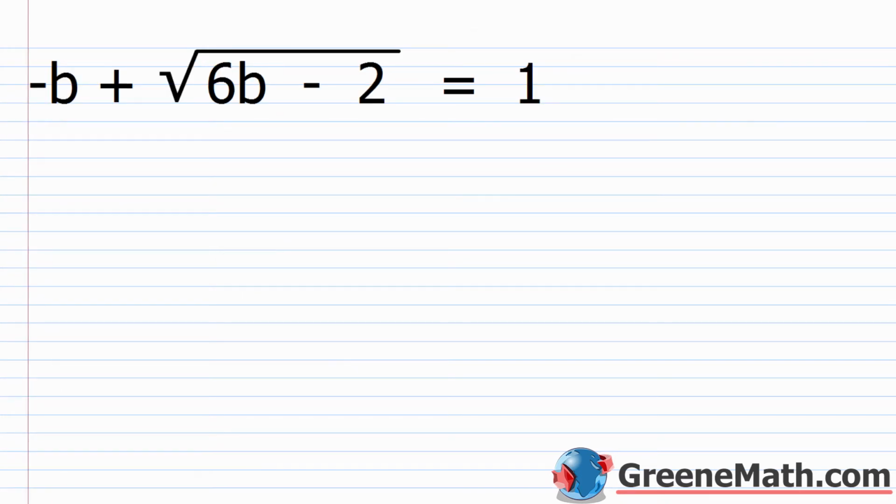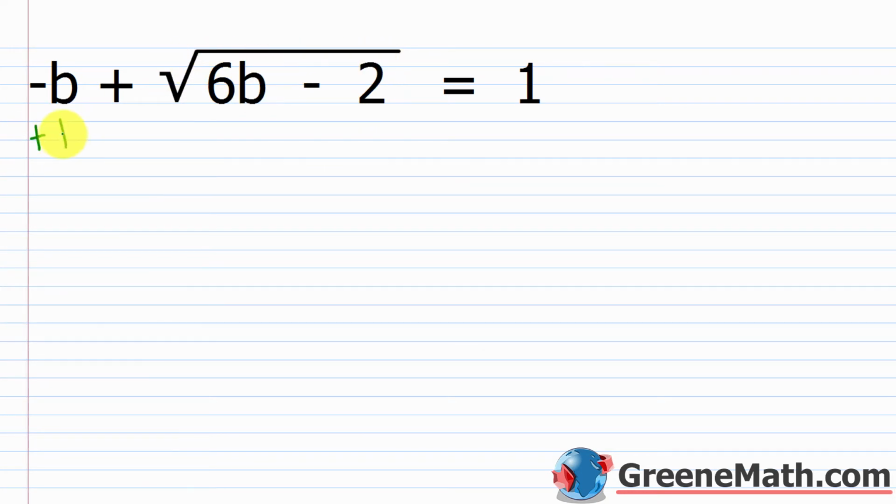So now we have negative b plus the square root of 6b minus 2, and this equals 1. So notice how this is not isolated, okay? The radical is not isolated. So we're getting into some more challenging problems, really just more tedious. So I can't just go ahead and start squaring things, right? I can't square both sides. That's going to be really, really sloppy if I do that. So what I want to do, again, I want to isolate the radical.